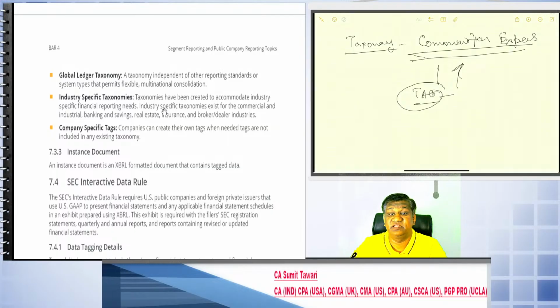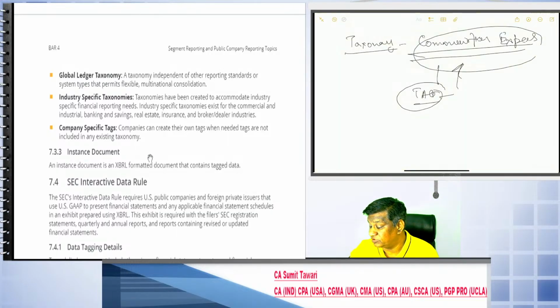Industry specific, the same taxonomies have been created to accommodate industry specific financial reporting needs. So industry specific taxonomy exists for the commercial and industrial, banking and saving, real estate, insurance and broker industries, and company specific tags. So companies can create their own tags when needed. Tags are not included in the existing taxonomy. Means if the taxonomy is not given, then they can create a separate tag.